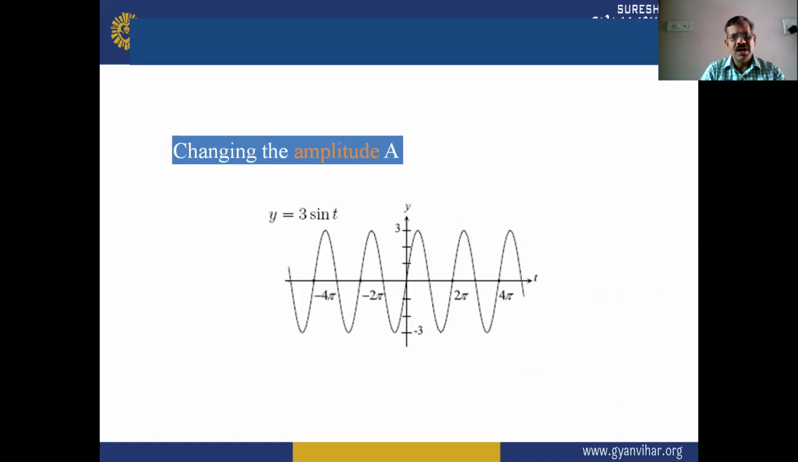Now changing the amplitude A of any sine or cosine function's waveform. So here y equal to 3 sine t. Here the amplitude of this sine wave is 3. This waveform has the amplitude of 3.